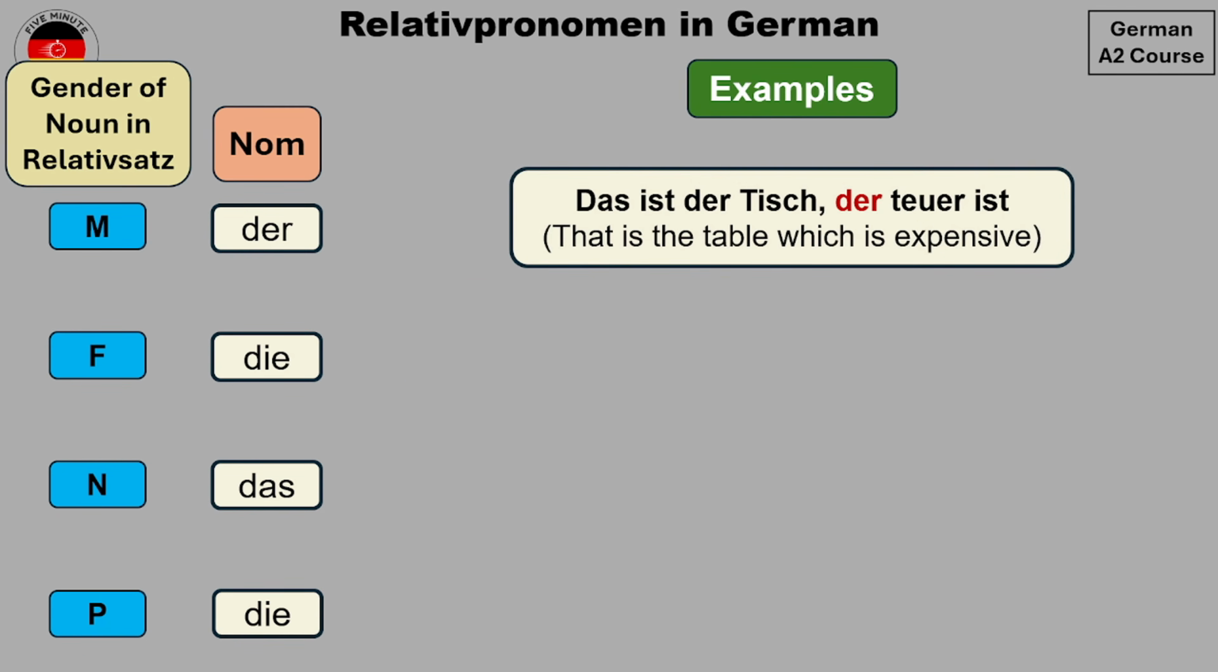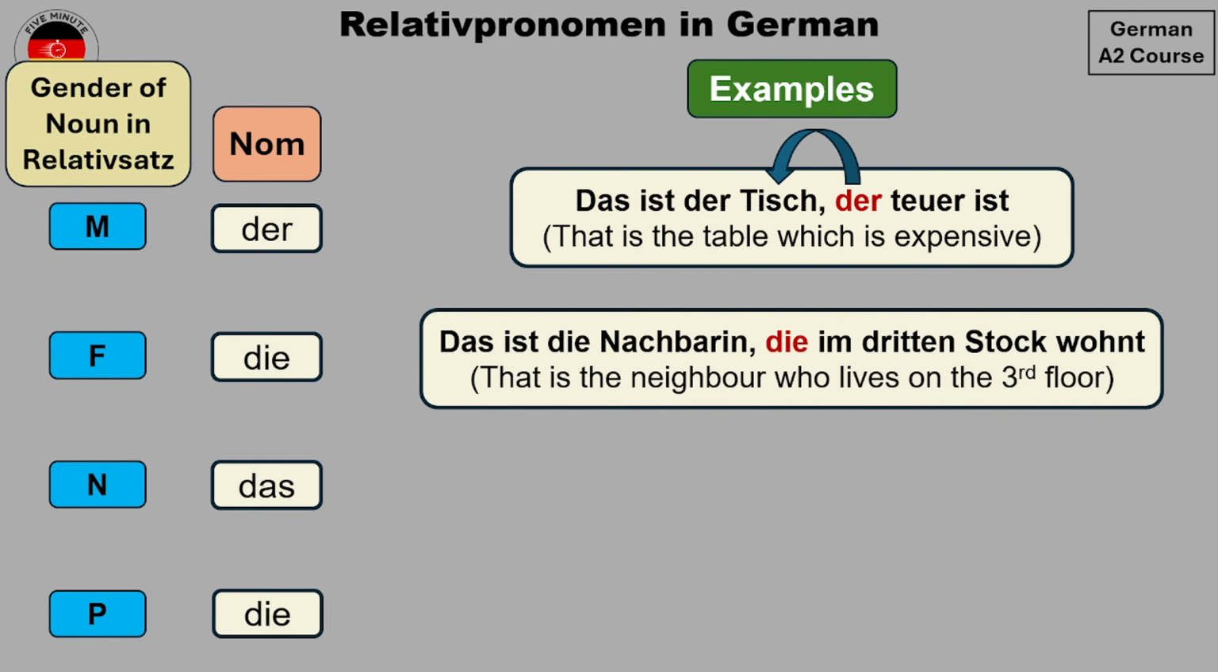So I have the sentence, "Das ist der Tisch, der teuer ist." That is the table which is expensive. Now you see that Tisch is der Tisch. That's why I have used der as the relative pronoun. An example for the feminine case will be "Das ist die Nachbarin, die im dritten Stock wohnt." That is the neighbor, or female neighbor, who lives on the third floor. Now you see that Nachbarin is feminine. That's why I have used die over here.